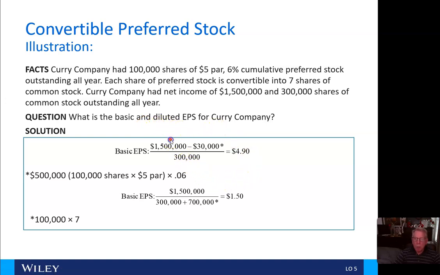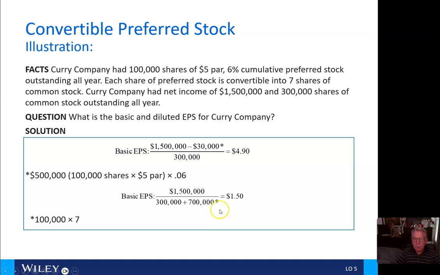So here we'll take the 1.5 million and back out $30,000. And we get that by taking the 500,000, that's 100,000 shares times the $5 par, and multiply it by 6%. 6% cumulative, right? So we back out that and divide through by the 300,000 shares of common stock. So that's pretty straightforward at $4.90.